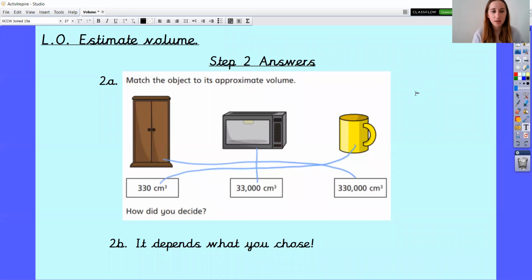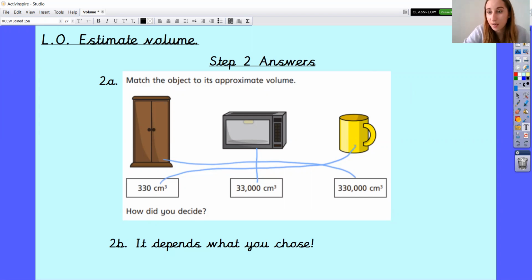Right, let's just quickly check our answers for 2A. So you can see that they've been joined up. So the wardrobe, the best kind of approximation of its volume was the largest one there because it's the largest object. So 330,000 centimetres cubed. The microwave, the best approximate volume would be the middle one because it's the kind of the one in between the mug and the wardrobe in terms of size, so 33,000 centimetres cubed. And the mug, 330 centimetres cubed, because it's the smallest object there, and that's the smallest measurement, okay?